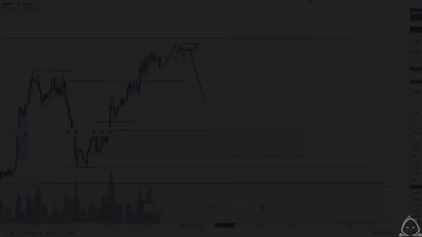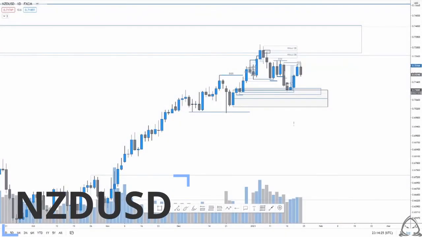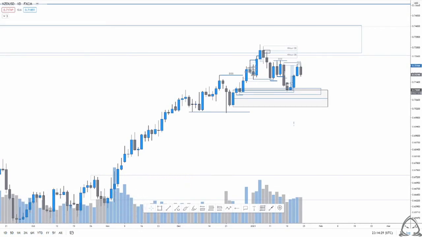Let's move on to the next pair. Moving into the final pair for the commentary this week from myself is Kiwi Dollar. Now, starting on the daily time frame, we can see that we are still in a bullish uptrend, making higher highs and higher lows. Now, we have started to show a potential change of character as we have started to break these lows here with some real nice bearish momentum.